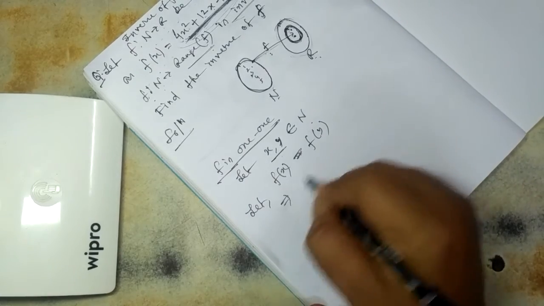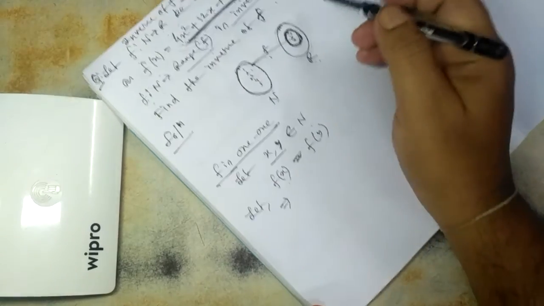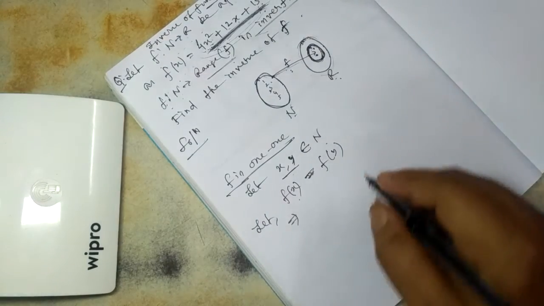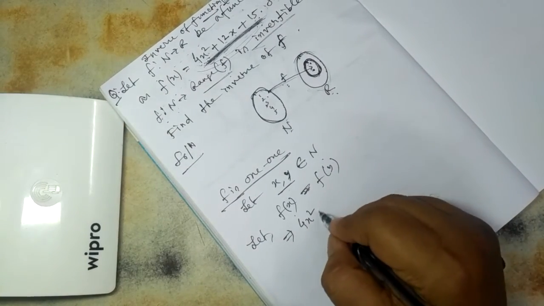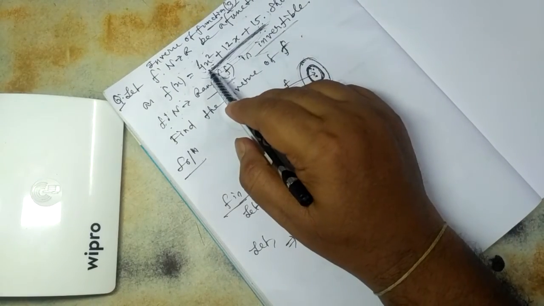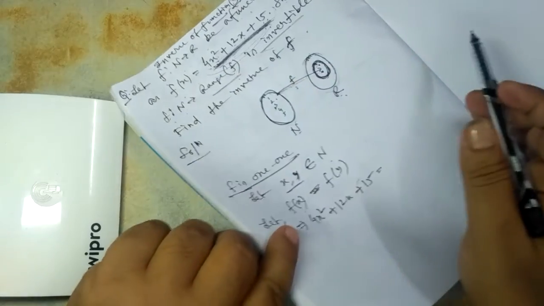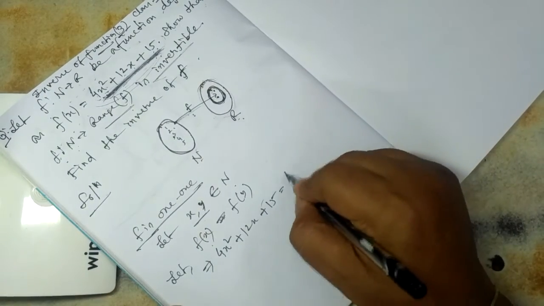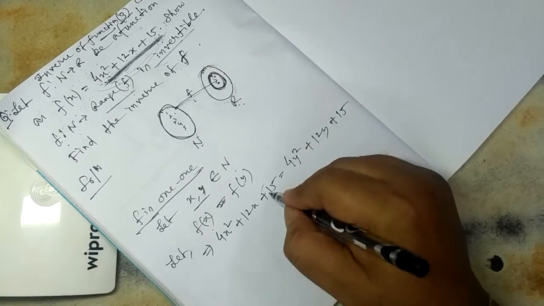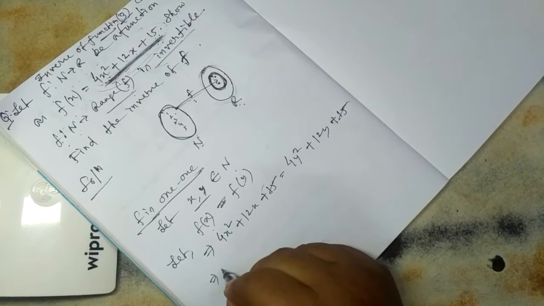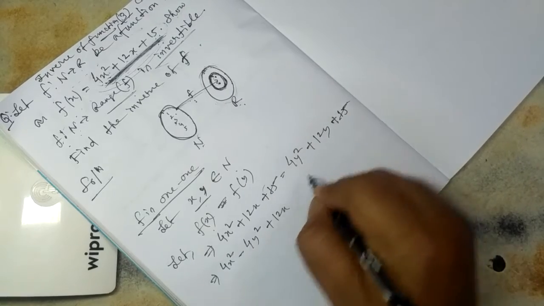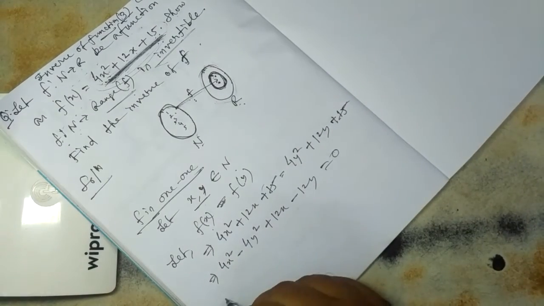So f(x) equals f(y) means what? If x is taken as input, this will be the output: f(x) equals 4x square plus 12x plus 15. And f(y) means if y is taken as input, then instead of x I write y, so equals 4y square plus 12y plus 15. 15 gets cancelled. So it means that 4x square minus 4y square plus 12x minus 12y equals 0.